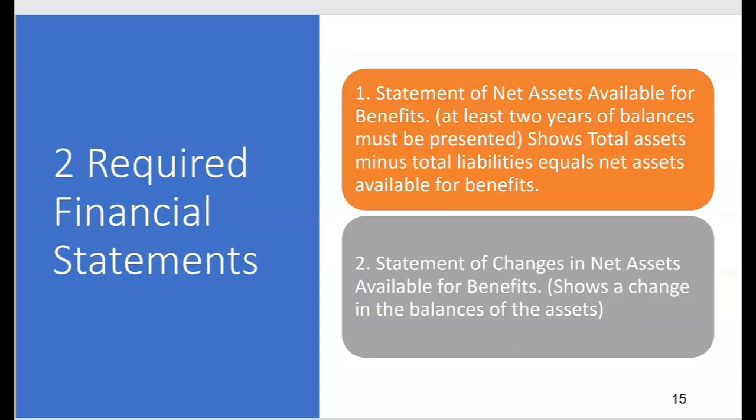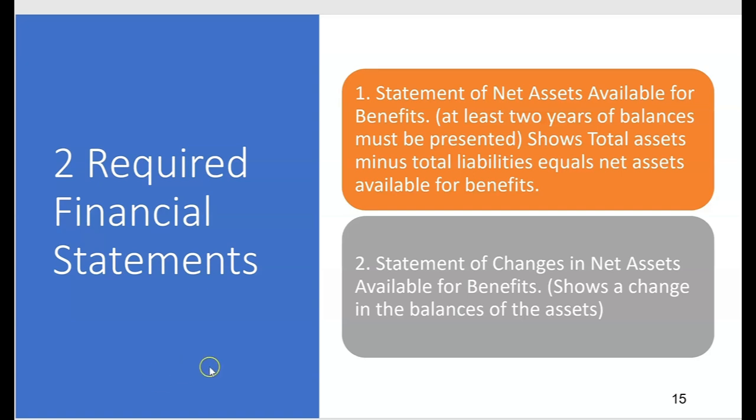Now let's talk about the two financial statements that are required by pension plans. Doesn't matter if it's defined benefit or defined contribution. They each have to have these two financial statements. There's a statement of net assets available for benefits, which shows at least 2 years of balances available for benefits, and shows the total assets minus the total liabilities equals the net assets available to pay benefits to retirees. So it's like a balance sheet. Assets minus liabilities equals net assets available for benefits.